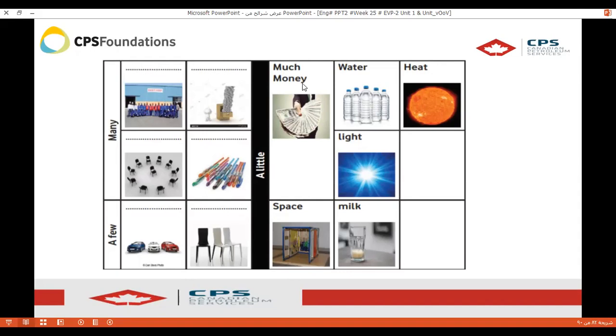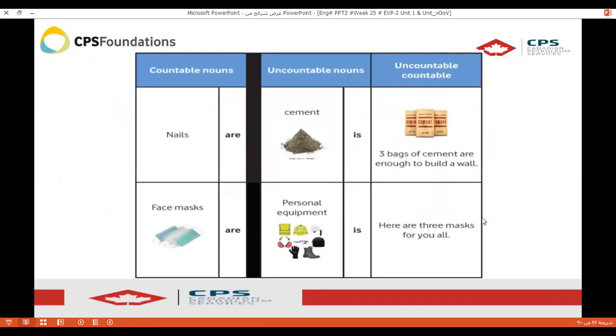With uncountable nouns, like money, water, light, heat, space, milk, we don't use many or a few, we use much or a little. So he has got much money. He has got much water. The sun has much heat in it. There is much space in the classroom. We don't have much milk. We have a little milk. So we use a little when it's not much. The opposite of much is a little.